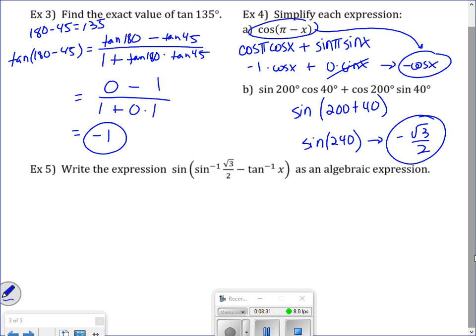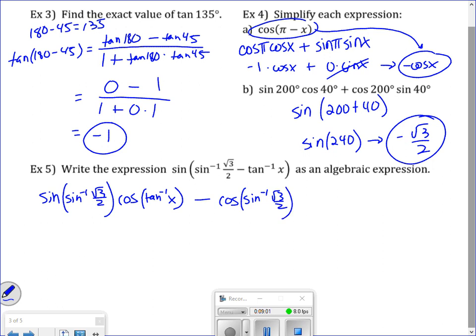So the sine of two things subtracted. All right, so the sine of a difference. And so that means I'm going to do the sine of sine^-1 of radical 3/2, then multiply that by the cosine of the second part, tan^-1 of x. The symbol in the middle, minus, stays minus. Then I'm going to do the cosine of sine^-1 of radical 3/2 times the sine of tan^-1 of x.